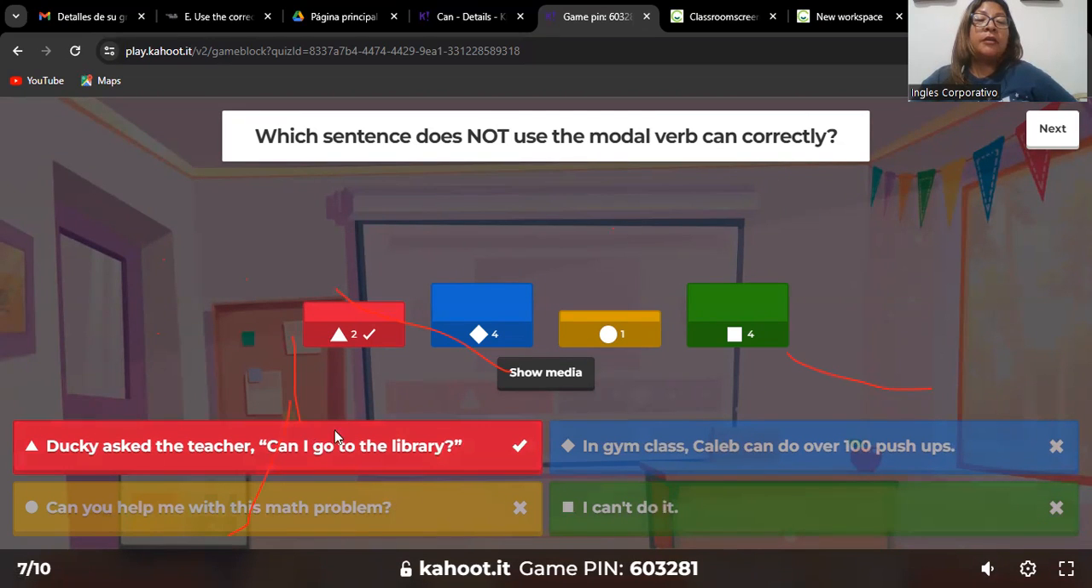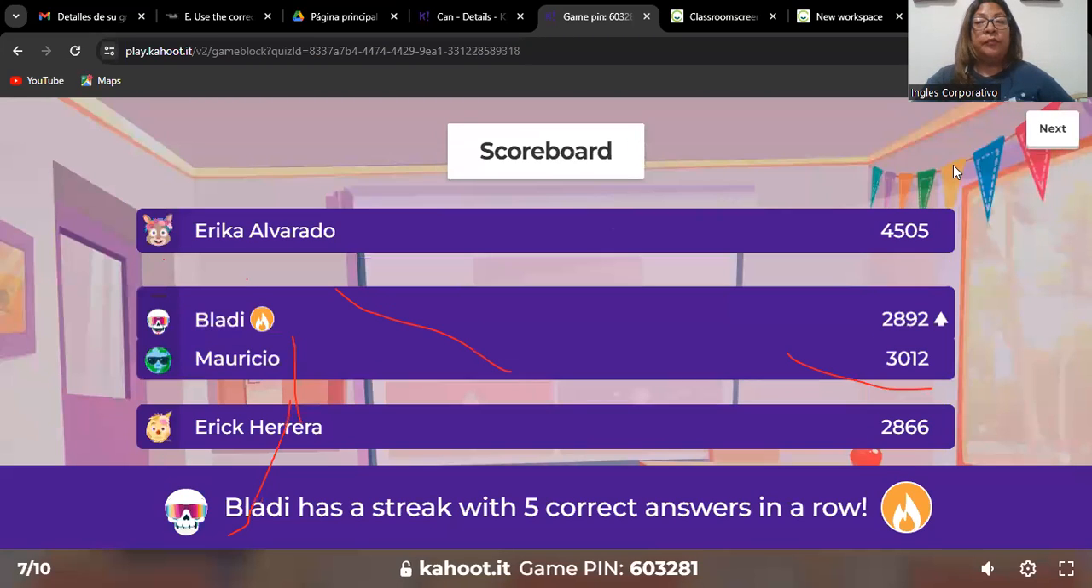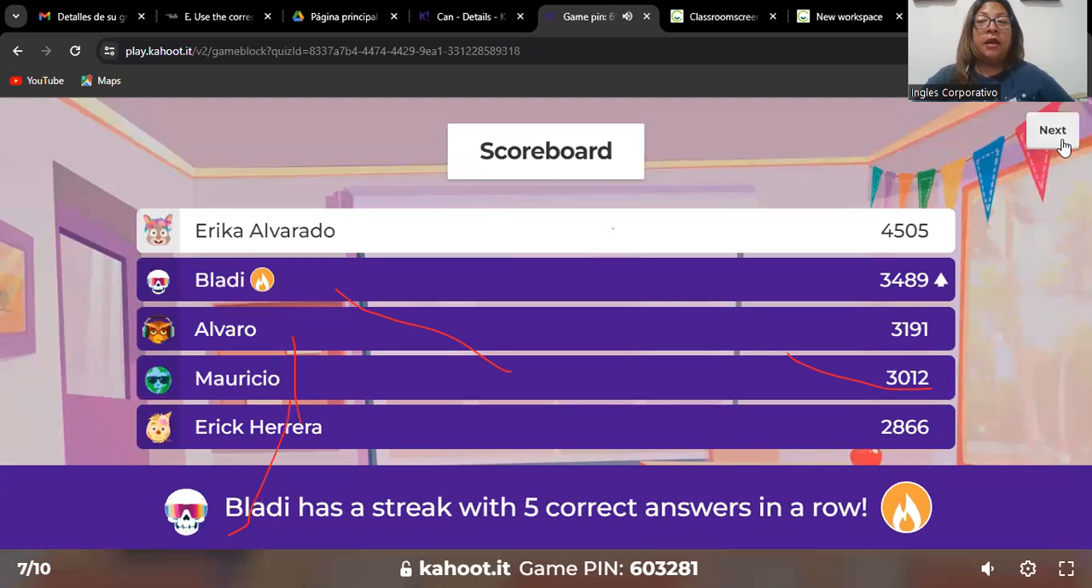Okay, para expresar permiso, okay, tendríamos que usar may. Si estamos también con una figura de autoridad, you have to use may. May I go? May I? Okay, may. En este caso, como es con el teacher, una autoridad, tiene que utilizar the formal way. Okay, Erika, Vladi, and Álvaro.